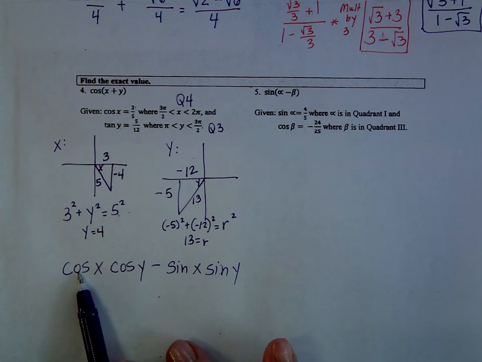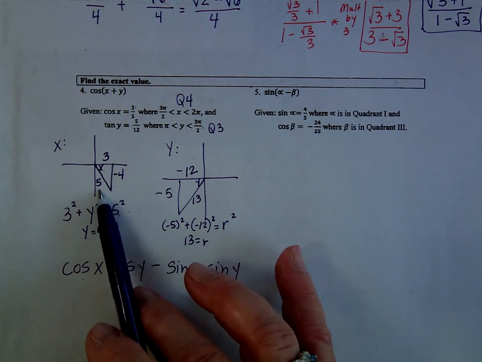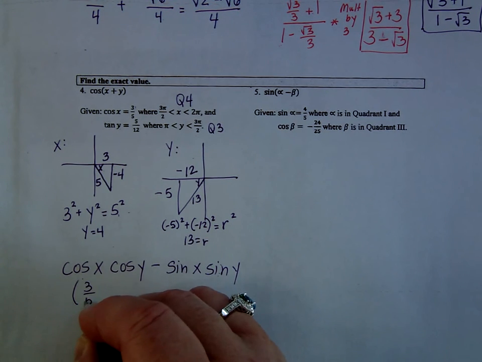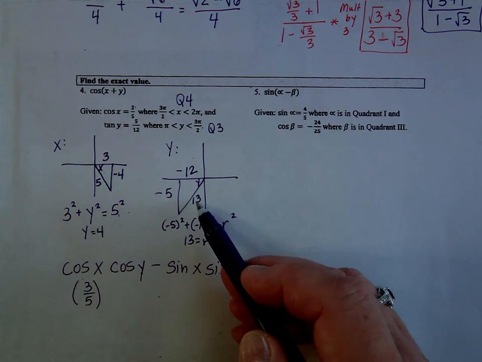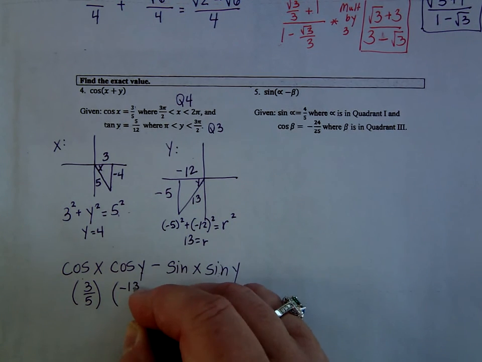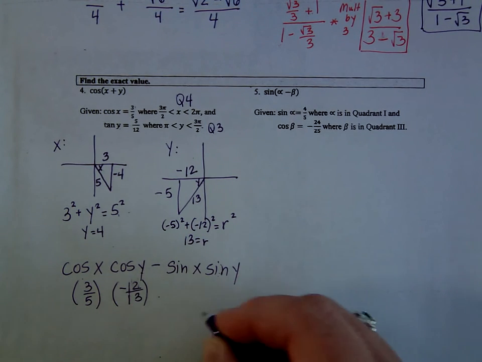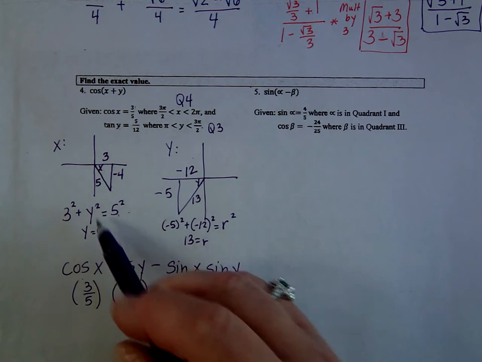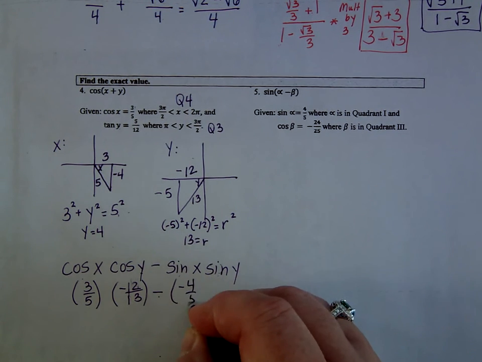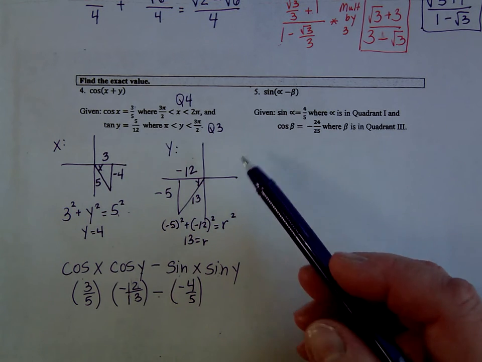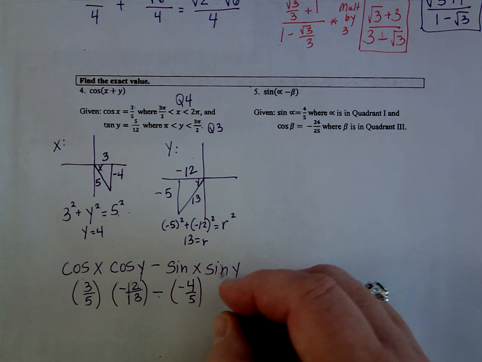So if I'm cosine of x, I'm over here. Cosine is adjacent over hypotenuse. This is a value of 3/5. If I go to the y triangle, cosine in the y triangle is adjacent over hypotenuse, negative 12/13. Subtraction sign. Sine of x, I'm back over here. Sine is the opposite over the hypotenuse, so this is going to be a negative 4/5. And the sine of y, go to the y triangle. Opposite over hypotenuse is negative 5/13.